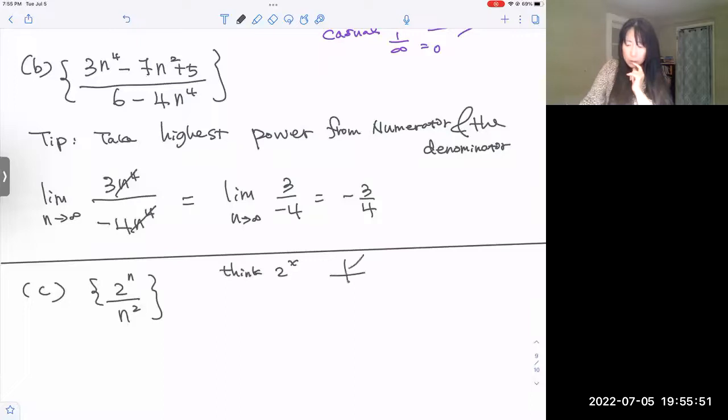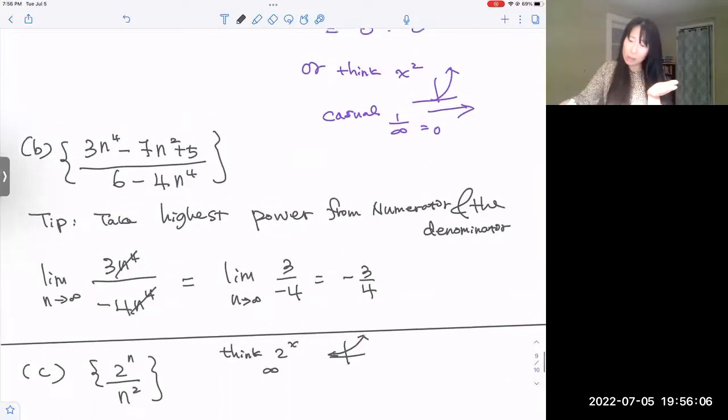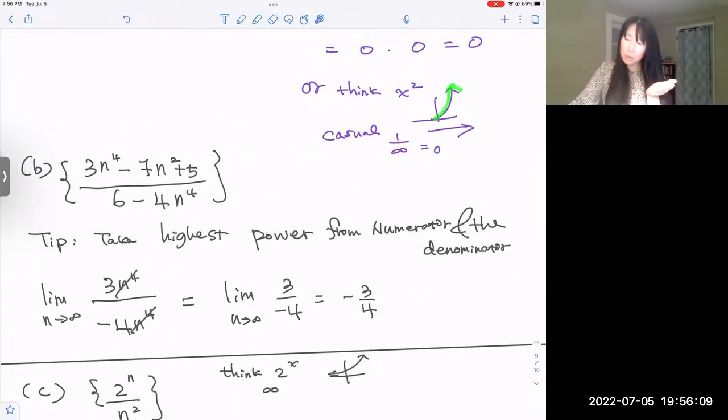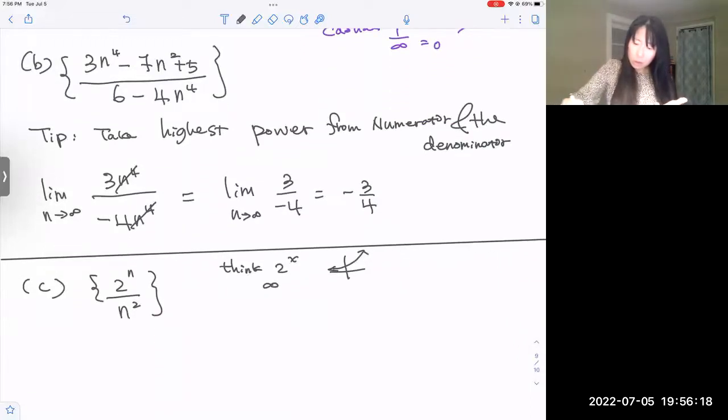Then this one looks like that, right? So when n approaches positive infinity, this one goes to positive infinity. So we have a positive infinity. And n squared, think about x squared. When n approaches positive infinity, the graph goes to positive infinity as well, right? Then look, we get infinity over infinity. Okay. Now, then it's indeterminate form, right?